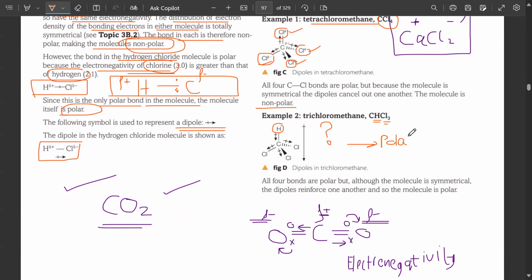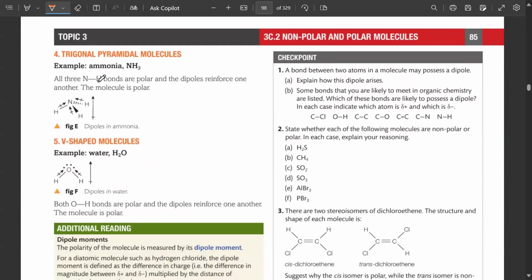Why? Because one is positive, another one negative. Exactly. All four bonds are polar, but although the molecule is symmetrical, the dipoles reinforce one another, and so the molecule becomes polar. What about NH3? Is it polar or non-polar? Polar. Polar because there's a lone pair over here as well, and all NH bonds are polar, and the dipoles reinforce one another.